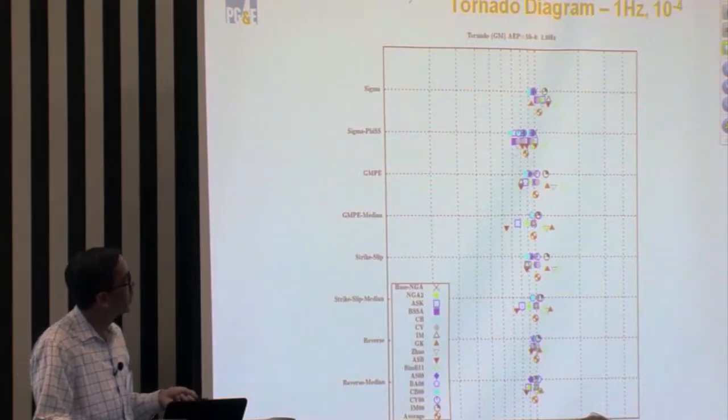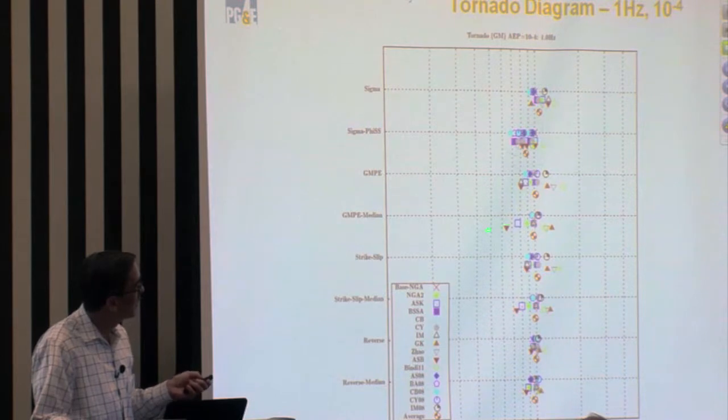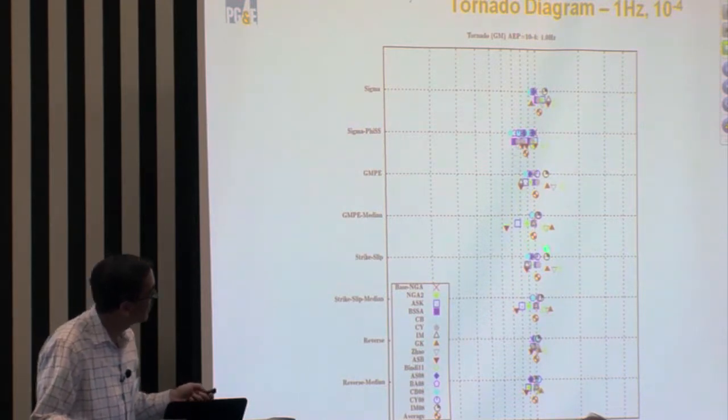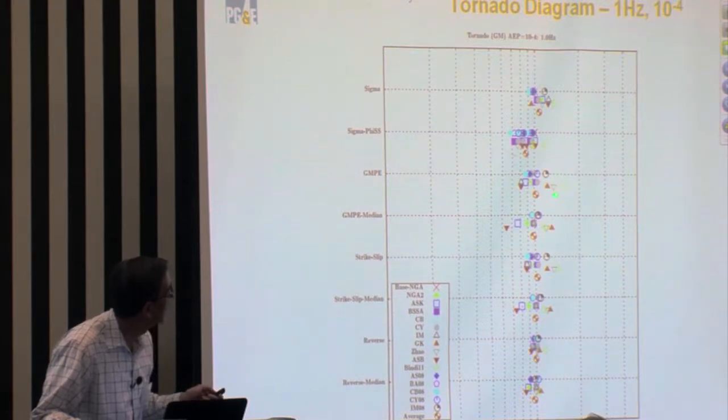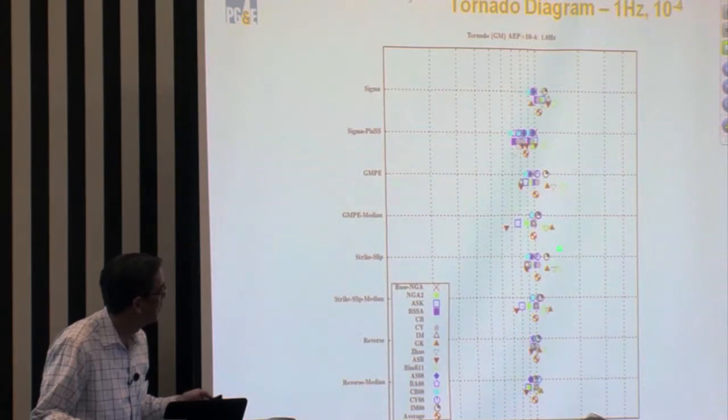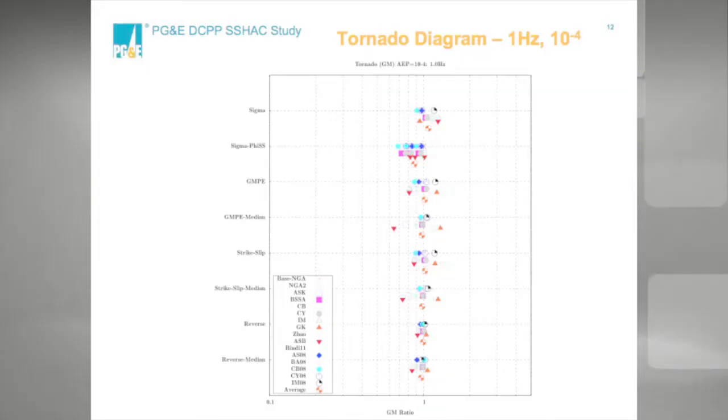This is now for 1 hertz, again at 10 to the minus 4. You can see now what we're getting is a bigger distribution of the models here. You can see that the Bindi model is still coming in high for these cases. And as well now you see the Zhao model, which tends to have a high median ground motion prediction for the 1 hertz and 2 second case, is starting to pop up as well.